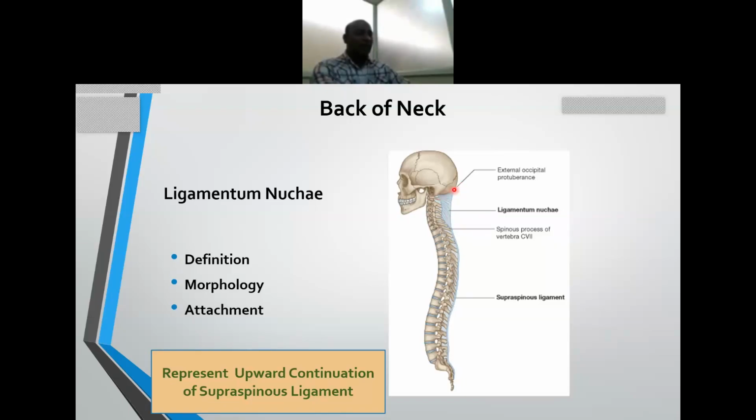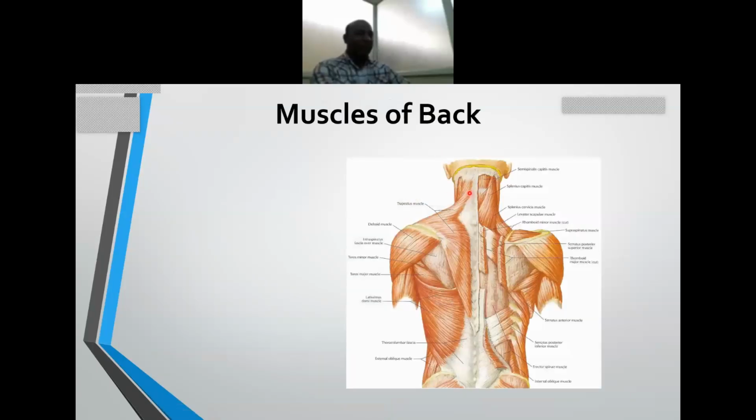eminence, the external occipital crest, which extends from the external occipital protuberance up to the foramen magnum. It is attached along that, and then from there it goes to the spinous processes of the bifid cervical vertebrae all the way from C2 to C7. It may also attach to the atlas, the posterior tubercle of the atlas.